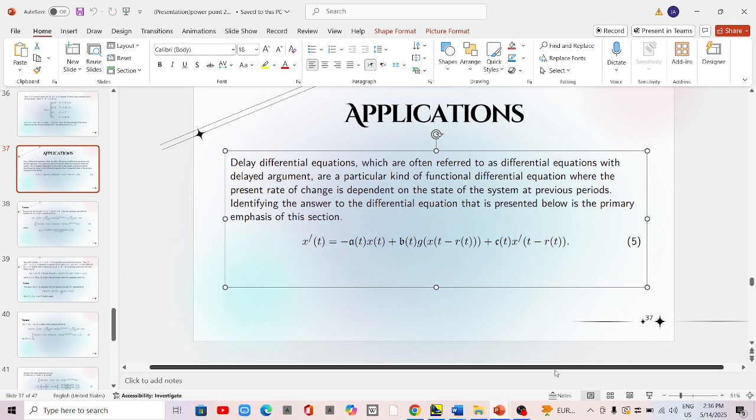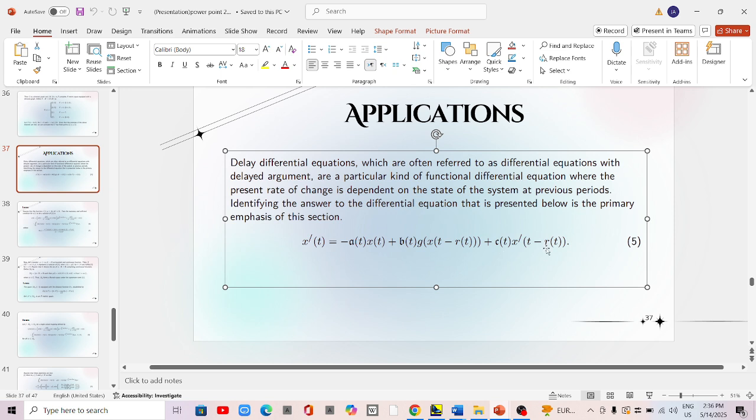The function g is a non-linear continuous function, and r of t is a bounded delay function. We have given r of t here, so this is a bounded delay function.